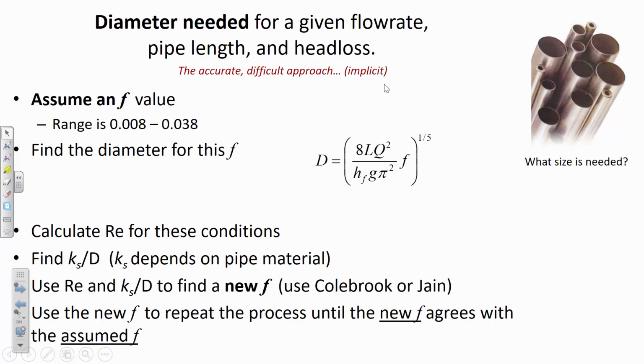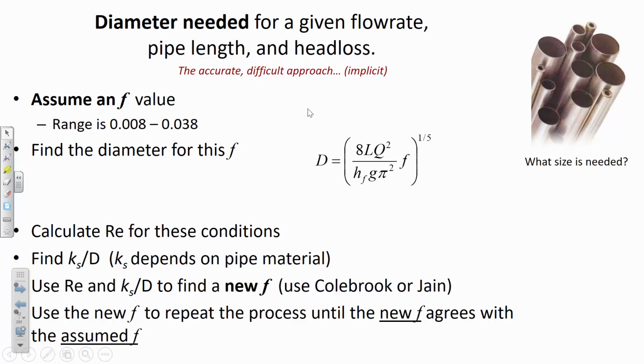That sounds tedious, right? Luckily, we've got Excel. It takes the sting out of it. So you assume some F value, because everything else in here is going to be known. 8 is a constant. The length of the pipe will be given. The required flow rate will be known. The head loss, g, and pi are all known, but our two unknowns are what diameter of the pipe is needed and the friction factor.